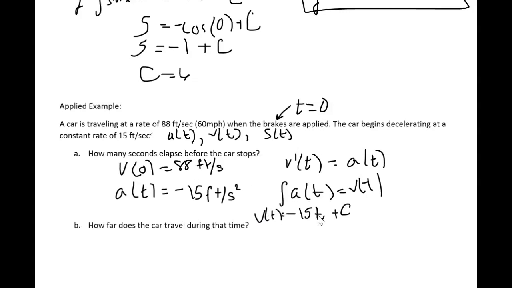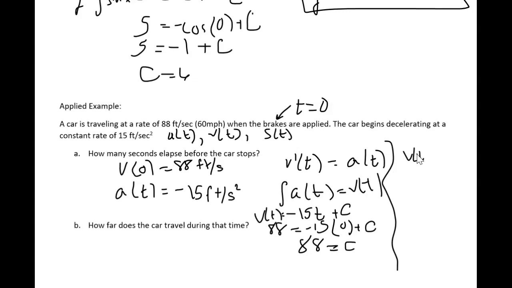Well, we have a specific point. We know that v(0) is 88. So we can set this equal to 88. And that's at time 0. And so that's going to cancel out. And so we get that the constant is equal to 88. So our full equation is now, I'm kind of running out of room here, v(t) equals negative 15t plus 88.